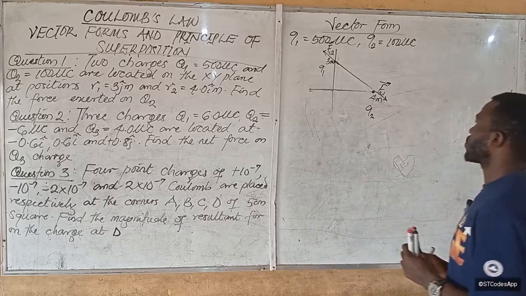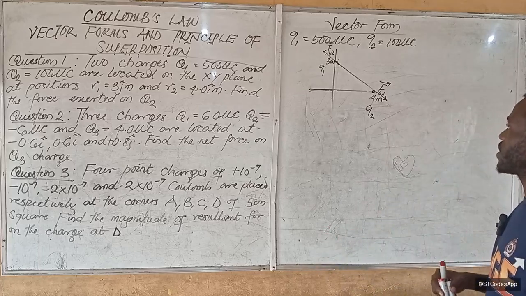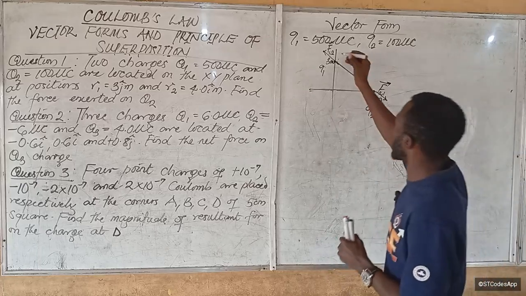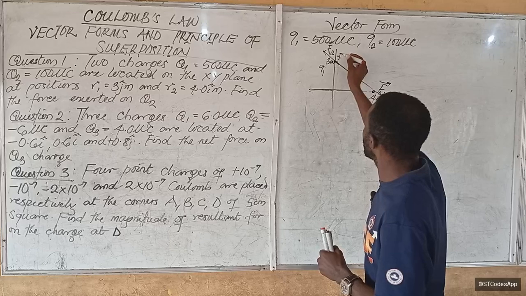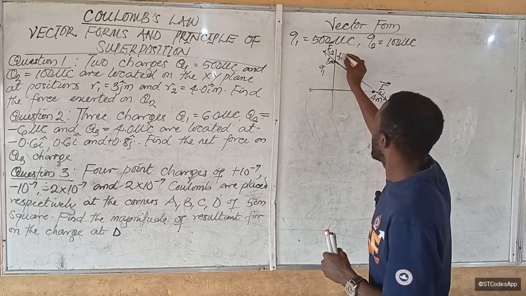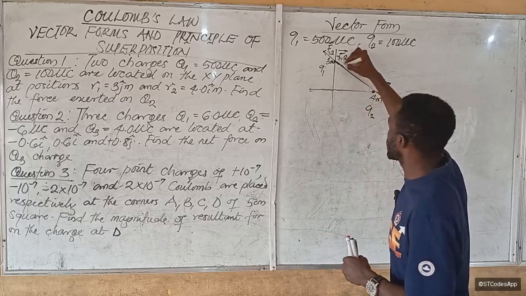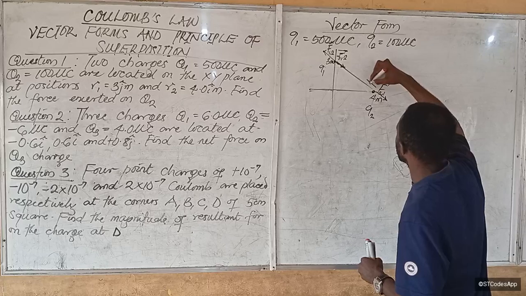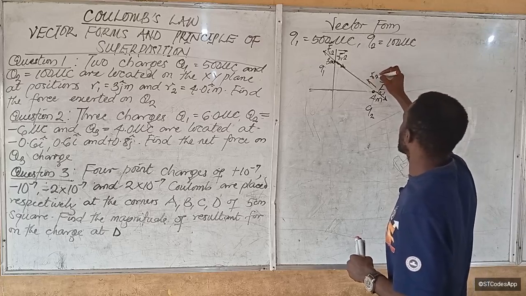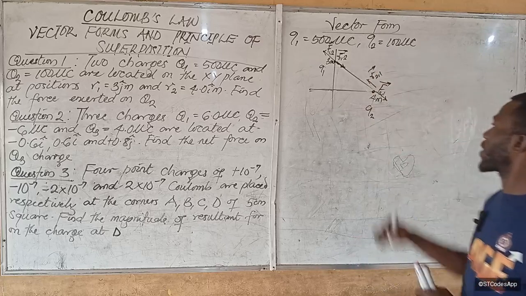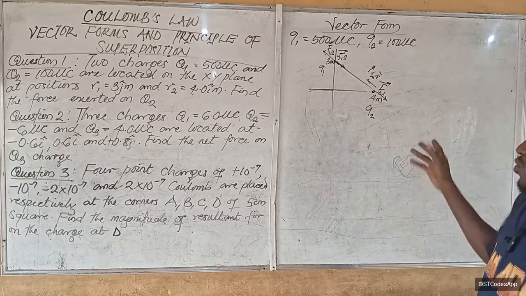Okay, so that's that. So it means that our position vector here is going to be R1,2, and it's going to face this direction. Our position vector here will face this direction. That is R2,1. Okay. Anyways, let's go on to solving it.